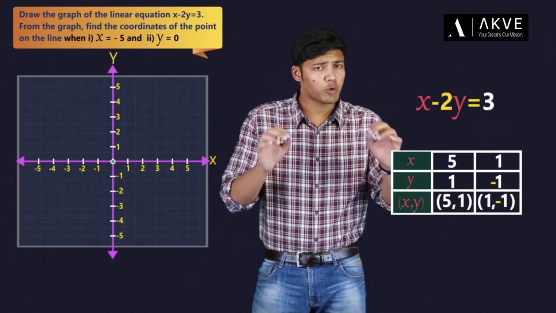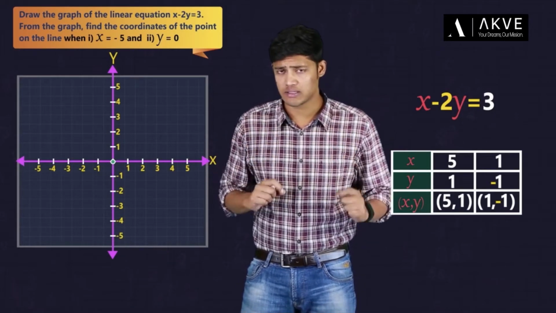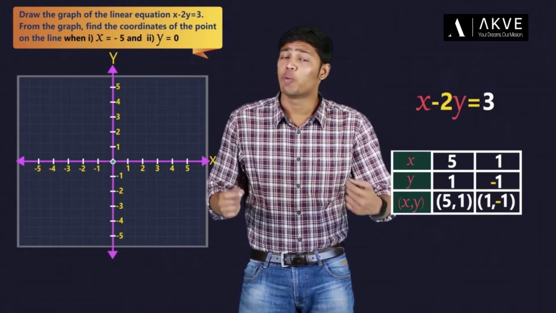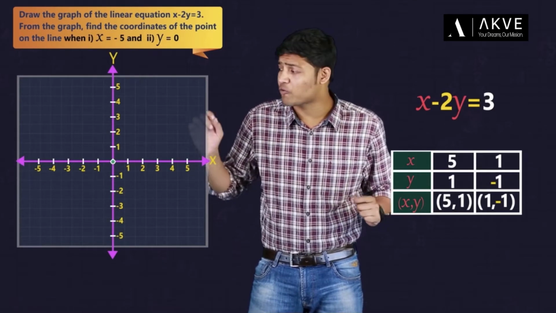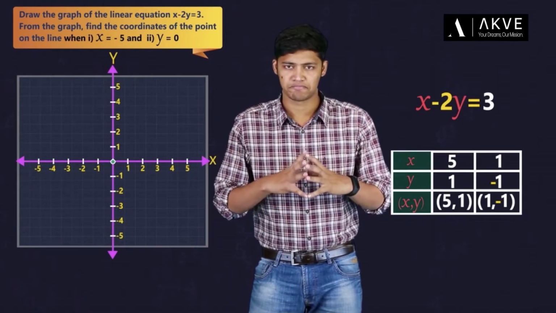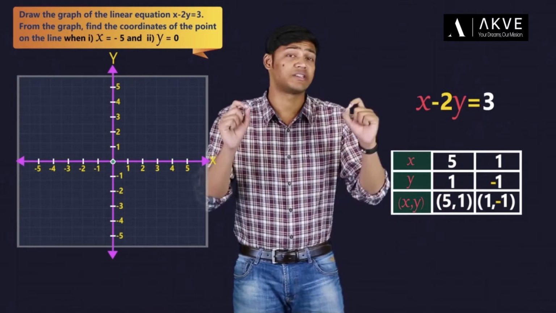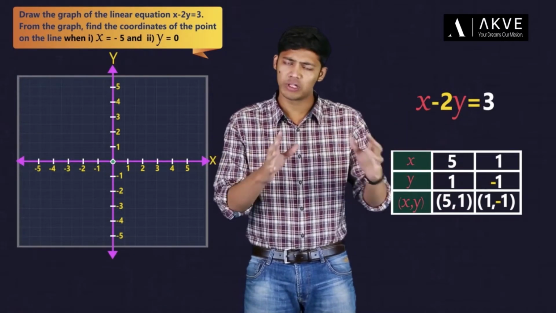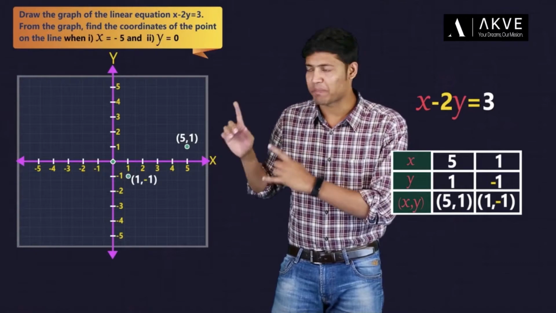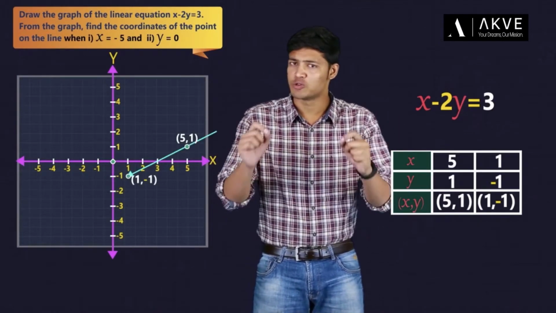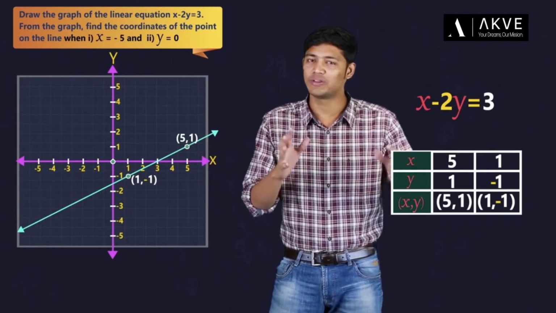But here we have to be careful while marking the points on the graph, since the question asks us to find the value of the y coordinate when the x coordinate is minus 5. So make sure that you have the representation of minus 5 on the x-axis. Now let's plot these 2 points and connect them, thereby representing the equation x minus 2y equal to 3. So the point (5, 1) and the point (1, minus 1) will be represented on the Cartesian plane. Now joining them, we get the line of the equation x minus 2y equal to 3.